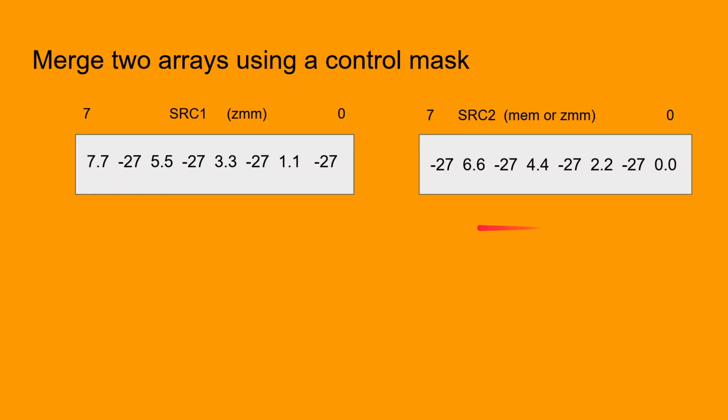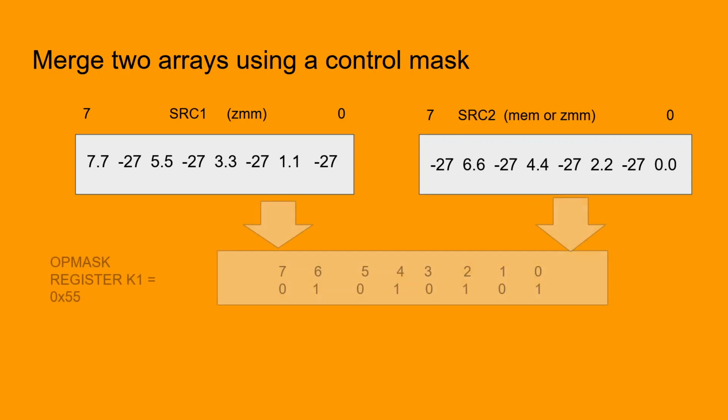Here we have our two source arrays which are candidates for merging. In order to do a selective merge, we first set up the op mask register K1 with a value of hex 55. We use the kmove instruction in our example to load the op mask register K1 with the value of hex 55. The lower 8 bits of the op mask register are shown here.